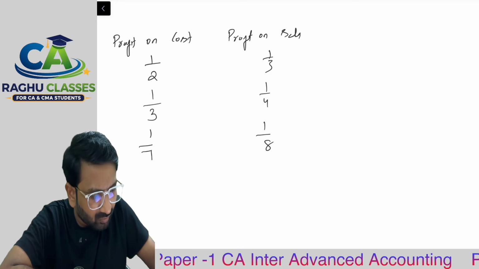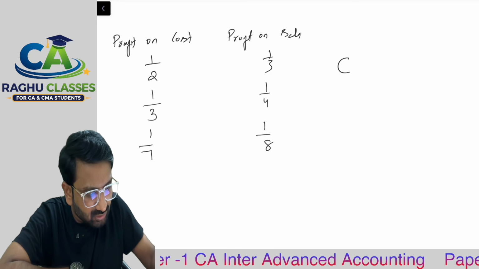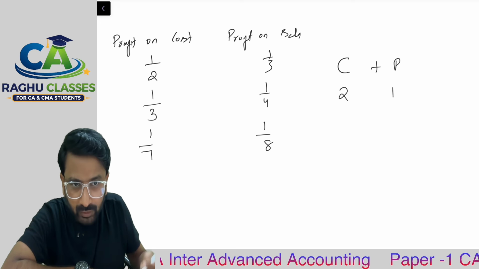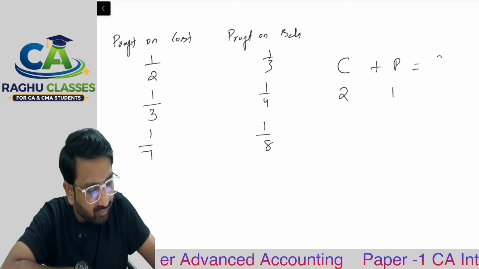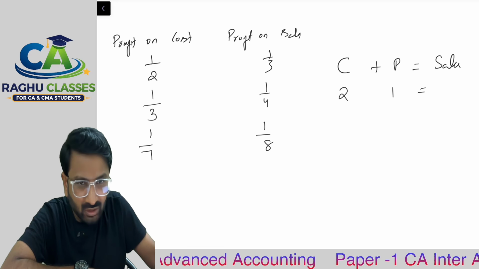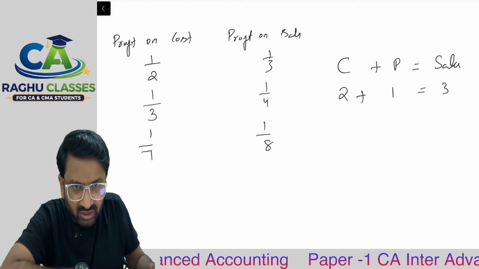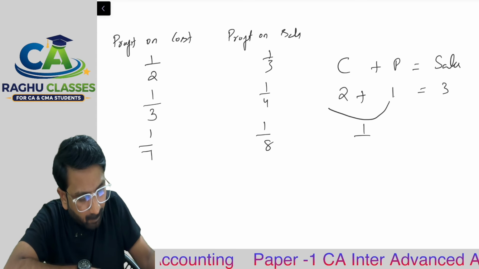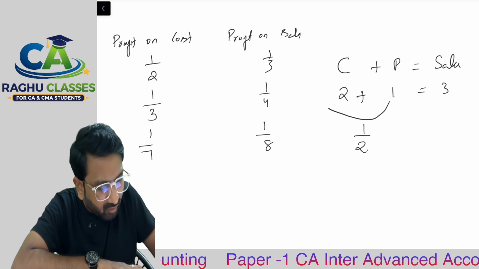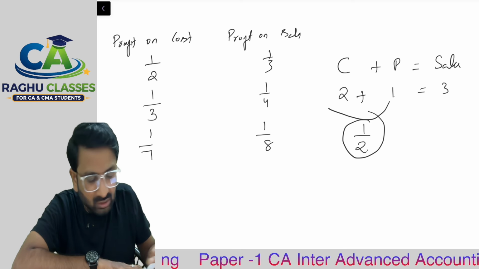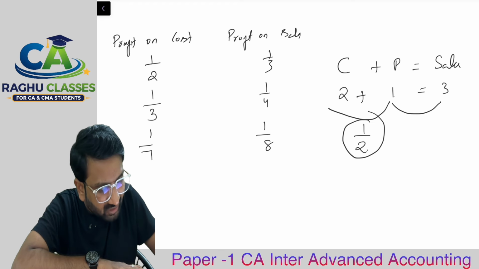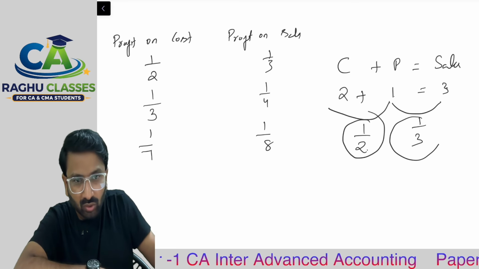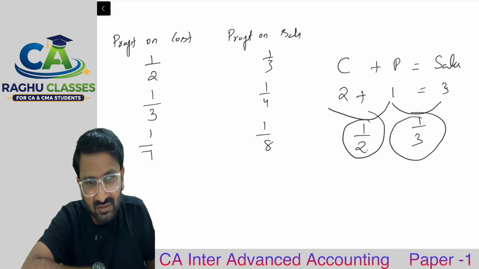Let's say cost is 2 rupees. I added a profit of 1 rupee. So cost plus profit will give me sales. So my sales is going to be 3 rupees. Now in this case, what is the profit on cost? Can I say my profit is 1 upon my cost of 2? So the profit on cost is 1 by 2. The same example, what is the profit on the sale? Profit is 1 upon my sales is 3. So if it is 1 by 2 on cost, it's going to be 1 by 3 on sales.